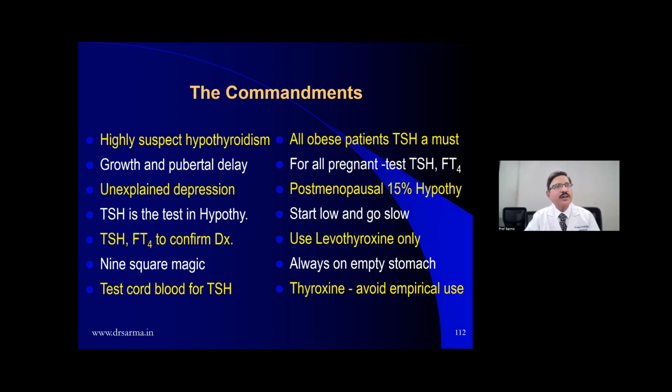All obese patients, TSH must be done. For all pregnant patients, no excuse for not doing TSH and FT4. Postmenopause, 15% have hypothyroidism. When I give all this list, what does it mean? Test thyroid for every fellow. Pregnancy I have to test. Obesity I have to test. Elderly I have to test. And any growth retardation I have to test. Depression. Who are the fellows who don't have any one of these conditions? That means everybody should be tested. In general, make it a routine parameter to be evaluated once in 6 months or 1 year.